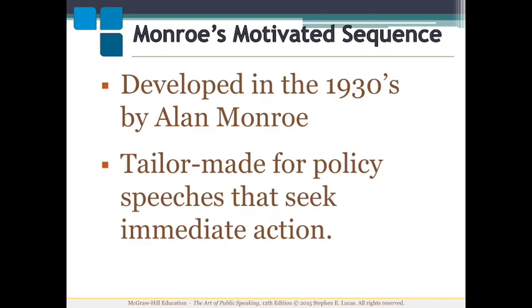Last thing I want to share with you guys here with regard to types is something called Monroe's motivated sequence, developed in the 30s by Alan Monroe.